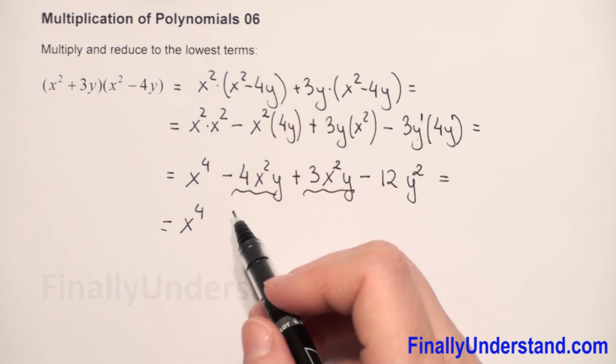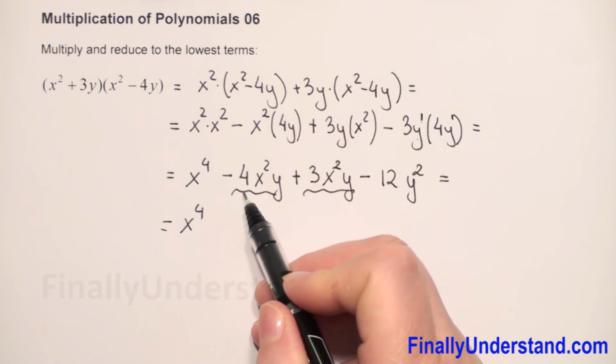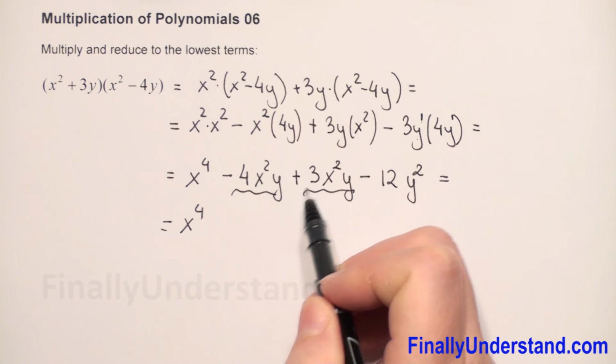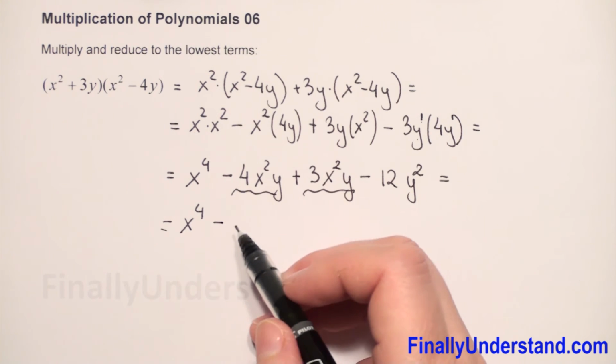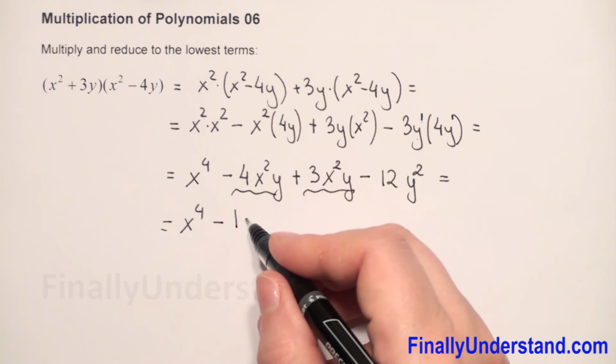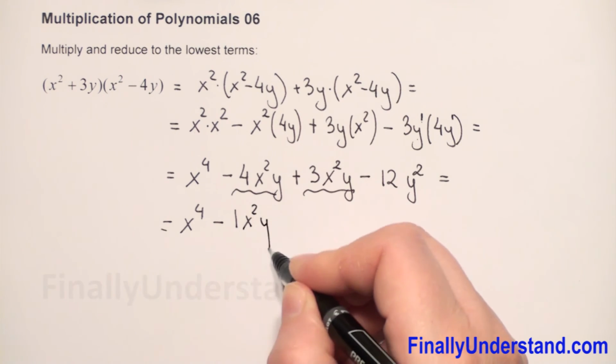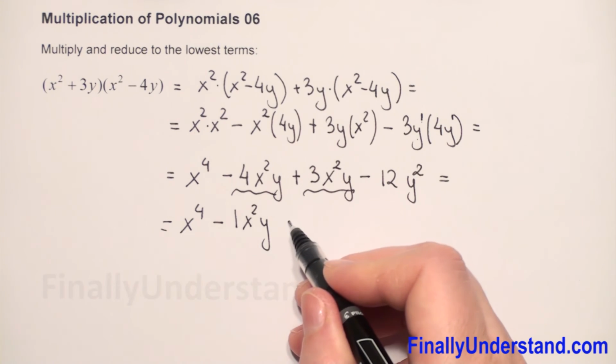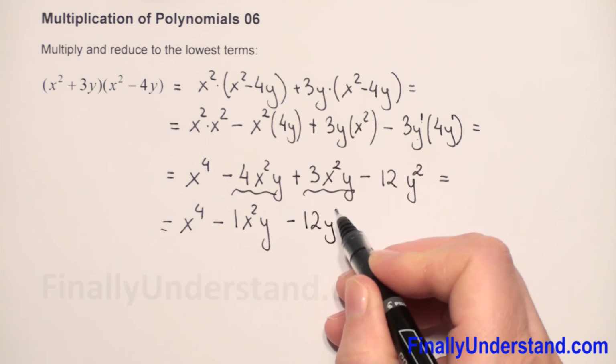How do we do this? We copy the sign of the larger number. 4 is larger than 3, so it will be negative. And now 4 minus 3 is 1. And we copy the rest, x squared y. And we have minus 12y squared.